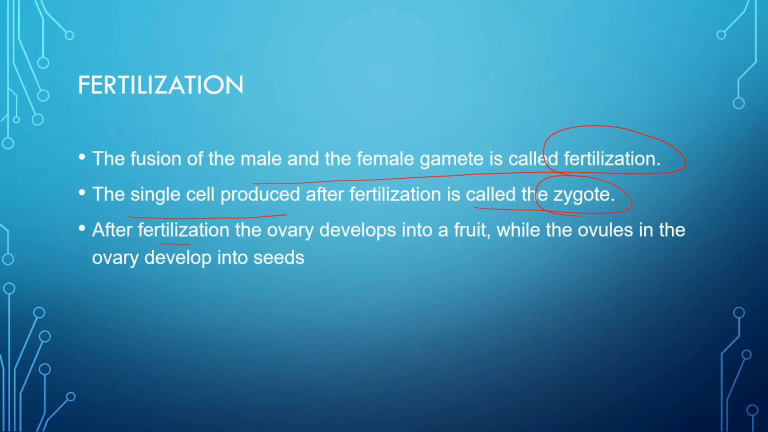Now after fertilization, the ovary develops into a fruit, while the ovules which are present inside the ovary develop into the seeds. This is very important. Which part of the flower matures into a fruit? The ovary matures into a fruit, whereas the ovules inside the ovary mature into the seeds. So this is the gist, or the summary, of the process of fertilization. Okay.